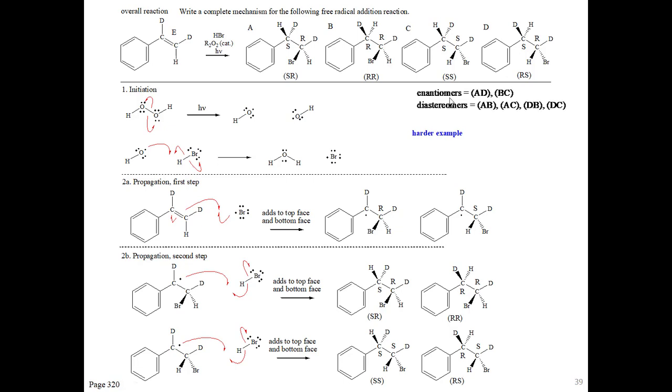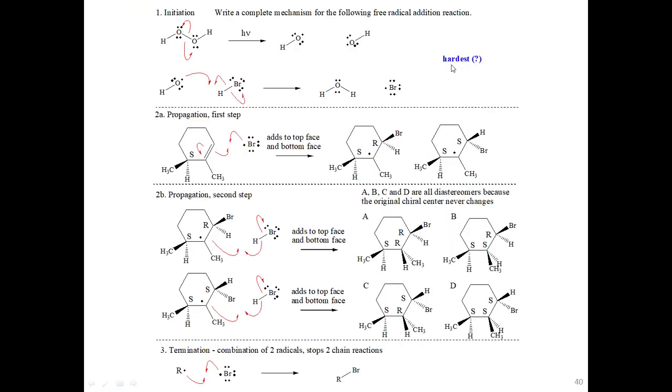First off, here's the enantiomers. Remember, SR and RS, those would be enantiomers. SR and RS, A and D, and B and C would be enantiomers. And all the other possible combinations are diastereomers. Okay. Now I call this hardest. Okay, now why is this the hardest one?